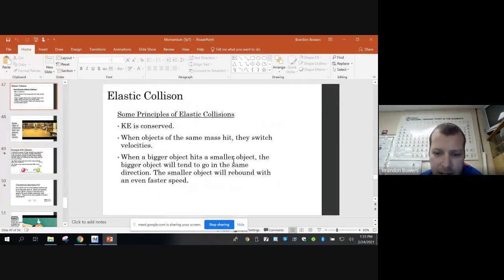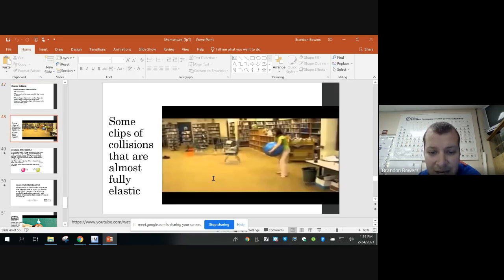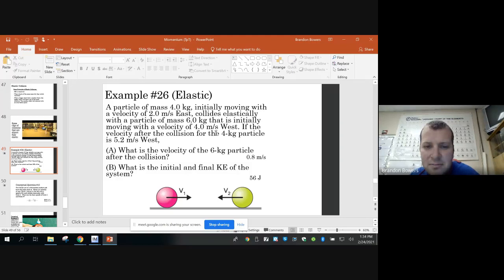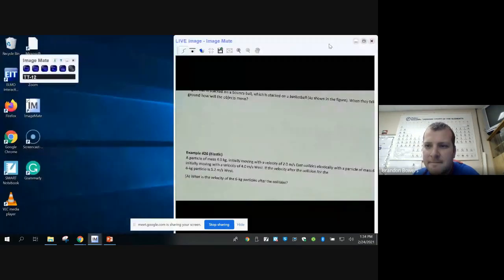Some basic principles about elastic collisions. Kinetic energy is conserved. Now that's a huge factor to realize. Kinetic energy is conserved. When objects of the same mass hit, they just switch velocities. When a bigger object hits a smaller object, the bigger object will tend to go the same direction, while the smaller object will rebound at an even faster speed. Let's try out number 26, just to see what type of problem this looks like.